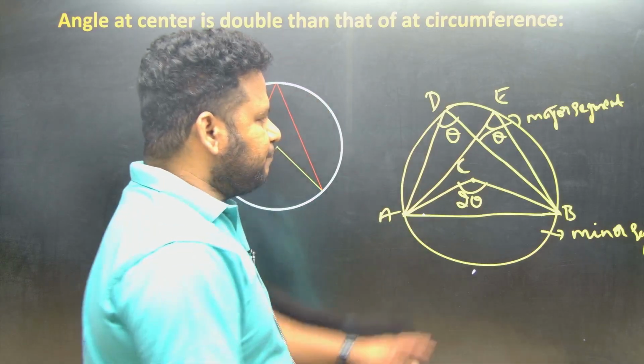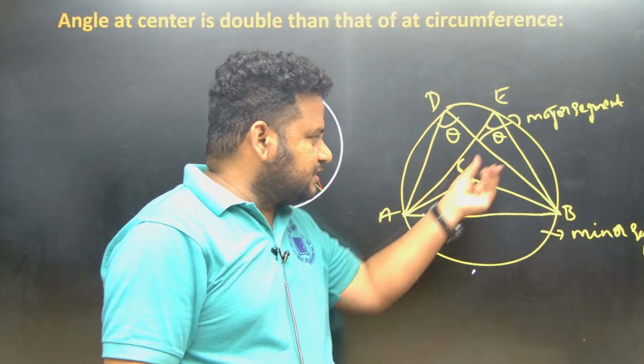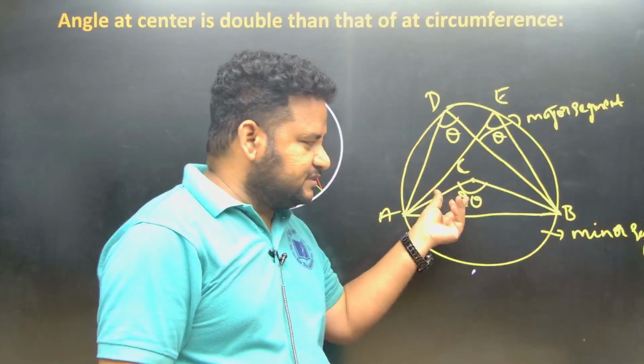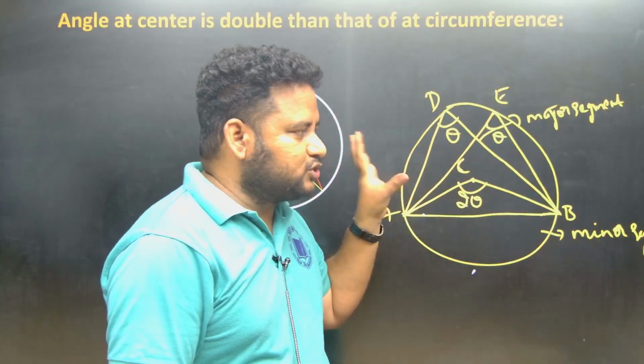Any number of points you take on the circumference here, and you make an angle, if this is 2 theta, this angle will be theta. That means if this is 60, this will be 30. This is a very important property, it will be useful in many questions. You must know this property.